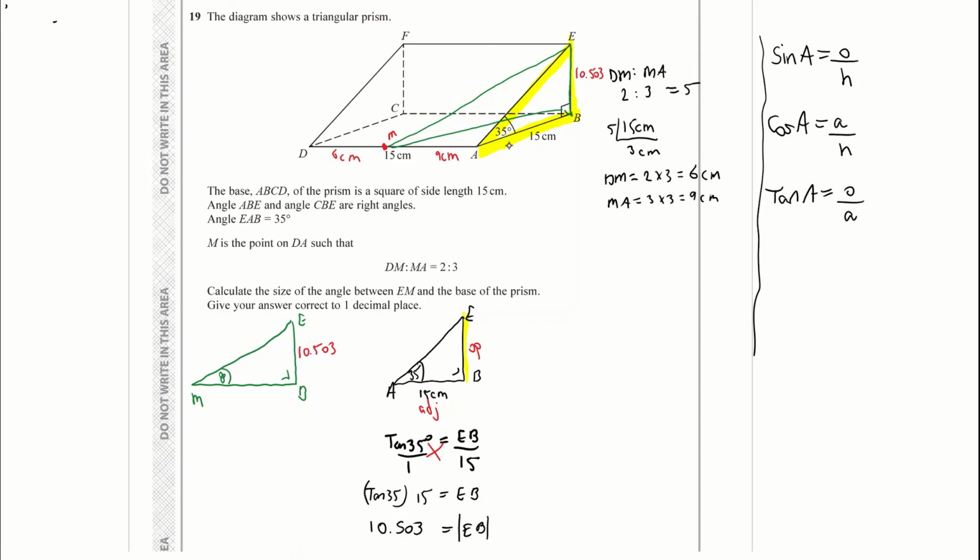I now need to find one other side of that triangle. And the side that I'm going to focus in on is this line M to B. I'm going to try and find the length of that line M to B. So if I come up to my original picture, M to B is going to be the base length of this here. And in order to get that length, I'm going to focus in on this triangle here, ABM.